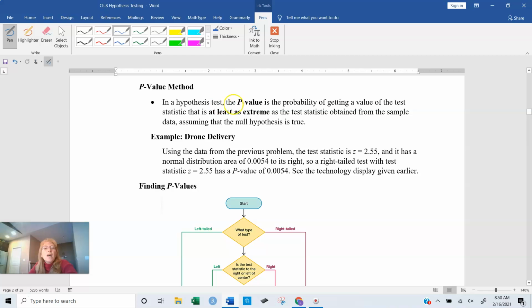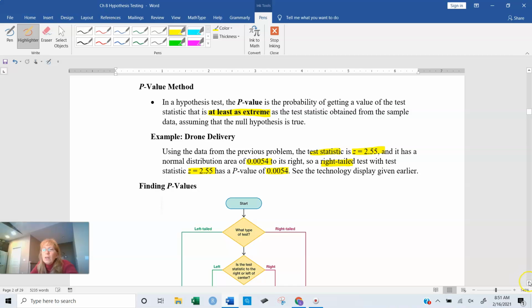Okay, hypothesis test, the p-value is the probability of getting a value of the test statistic that is at least as extreme, assuming that the null hypothesis is true. Okay, here we go. Using the sample data, we have a test statistic of z equals 2.55. Normal distribution, 0.0054 to its right, so a right-tailed test. All right, our test statistic is 2.55, our p-value is 0.0054.